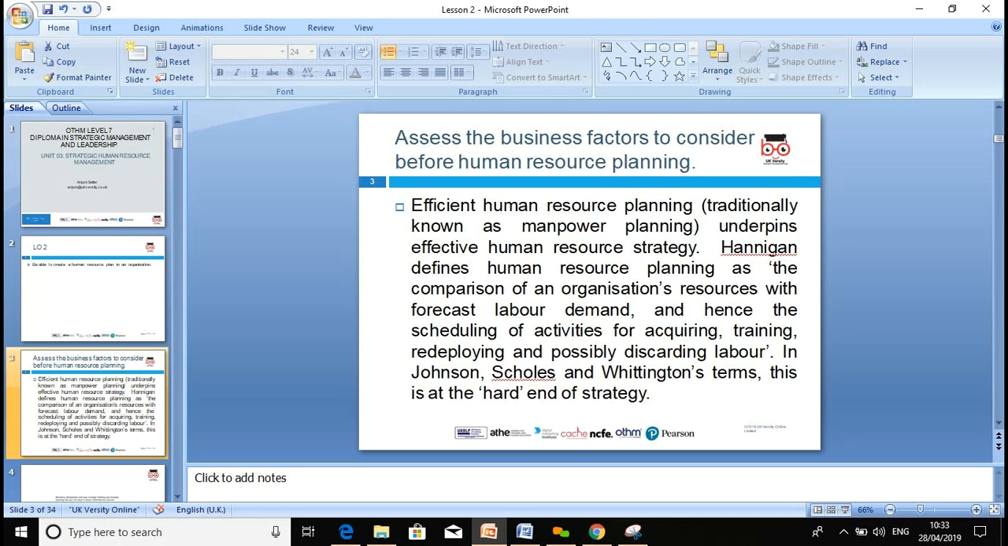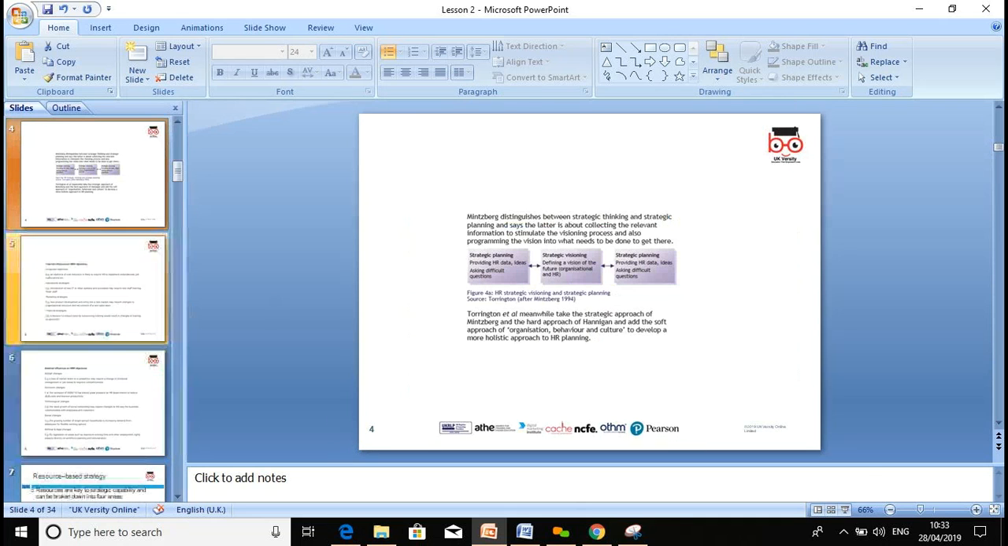Efficient human resource planning, traditionally known as manpower planning, is quite important in the success or failure of an organization. The human being is the most valuable asset in any organization because people make and break organizations. Human resource planning is the comparison of an organization's resources with the forecast labor demand. So we're looking at scheduling of activities for acquiring, training, redeploying, and possibly discarding labor, according to Johnson and Scholes and various others. This is a very important strategy for our organization's success.